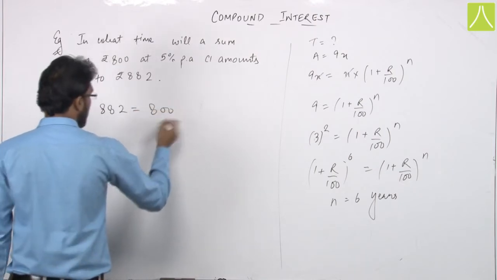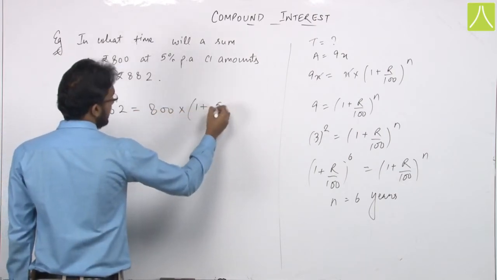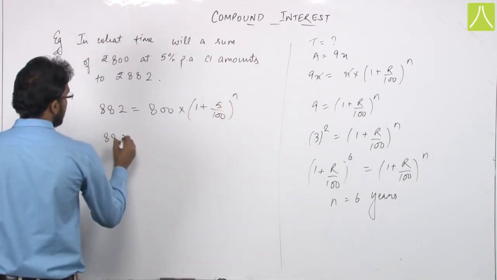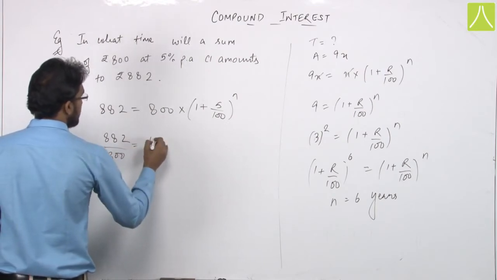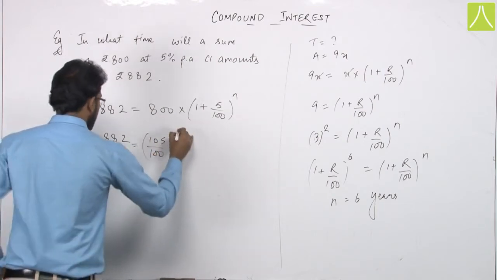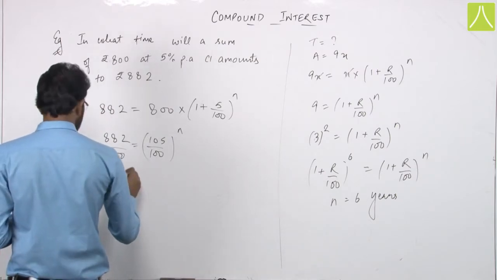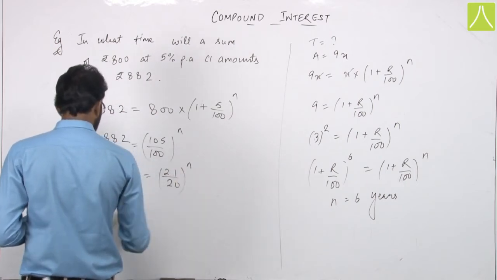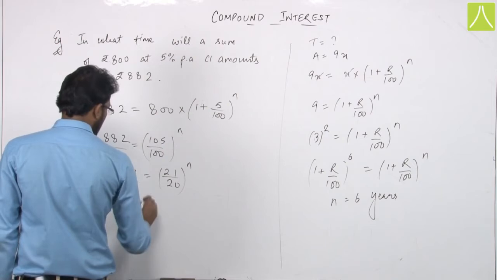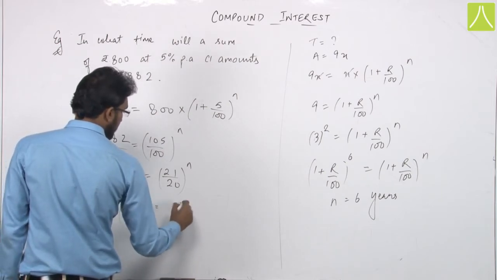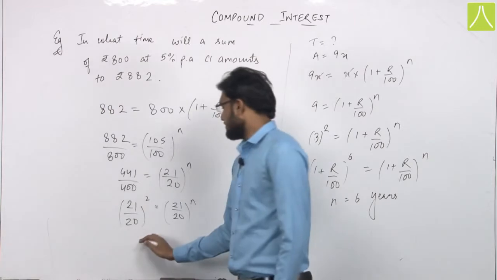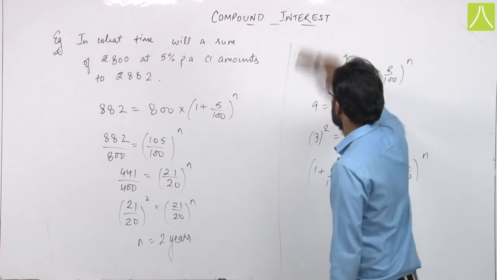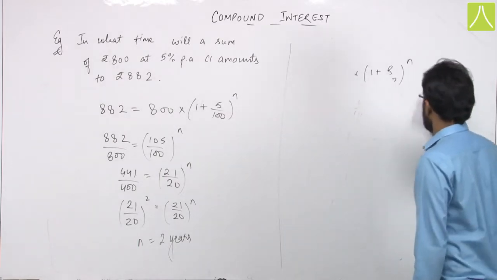Solving this equation, the amount is principal into 1 plus rate upon 100 whole power n, because you have to calculate the value of n, that is the time. Solving this, 882 divided by 800 is equal to 105 upon 100 whole power n. You can say that 441 upon 400 is equal to 21 divided by 20 whole power n. 441 upon 400 is 21 divided by 20 whole square, which will be equal to 21 divided by 20 whole power n. When the bases are equal, the powers are also equal, hence n is equal to 2 years. That is, after 2 years, 800 will become 882 at 5% per annum.